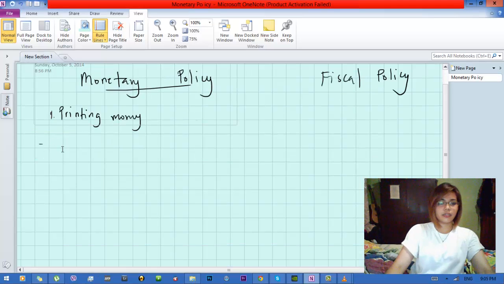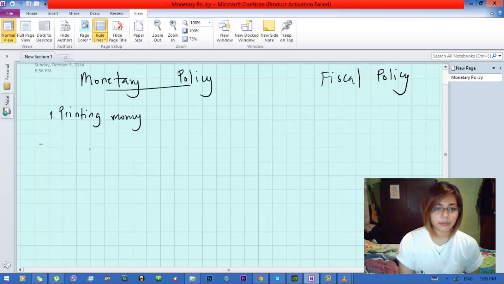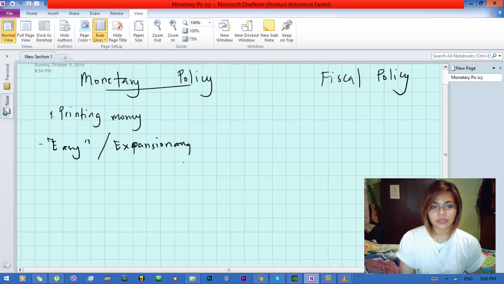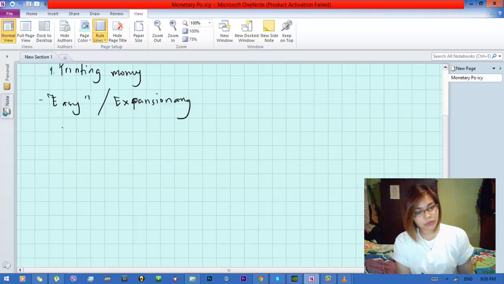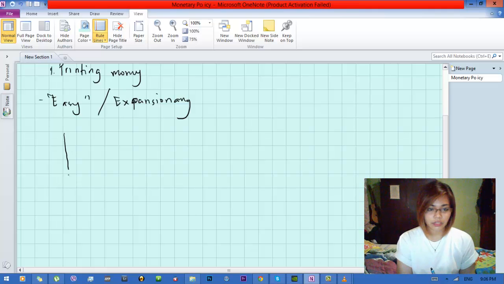Okay, so under the monetary policy, we first have the easy or the expansionary monetary policy. I don't know how to spell words, I'm sorry. The expansionary monetary policy. And basically what this does, it increases the supply of money which is to be lent to the market. And I'm going to be showing that in a diagram right now.